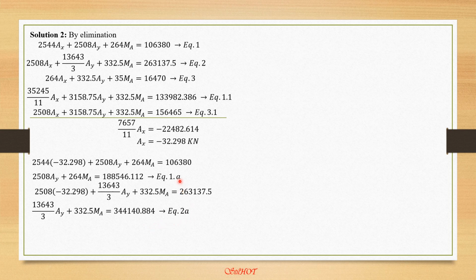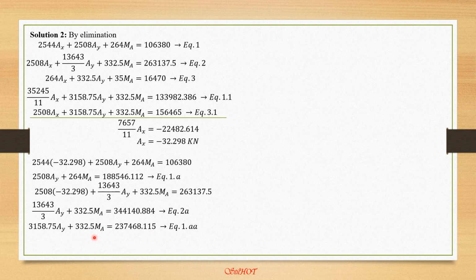Then we multiply equation 1A by 332.5 divided by 264 so that we can eliminate MA. So 2508 times 332.5 over 264 becomes 3158.75 AY plus 332.5 MA equals 188,546.112 times 332.5 over 264. So that will be 237,468.115.